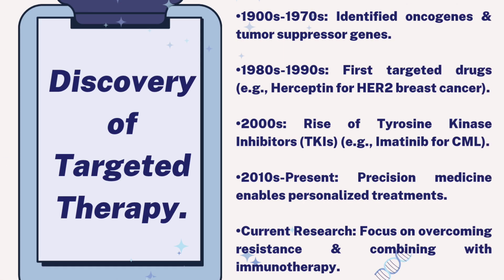Let's take a look at the journey of targeted therapy development over time. From 1900 to 1970, oncogenes and tumor suppressor genes were identified. From 1980 to 1990, the first targeted drugs appeared. In 2000, tyrosine kinase inhibitors, TKIs, rose. From 2010 to present, precision medicine enables personalized treatments. Current research focuses on overcoming resistance and combining with immunotherapy.